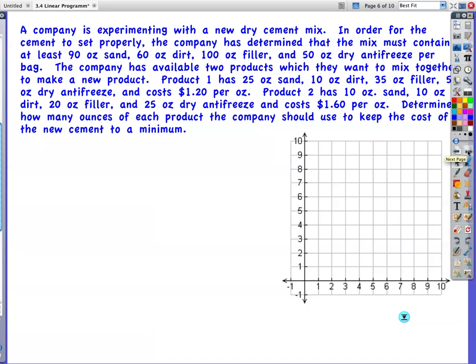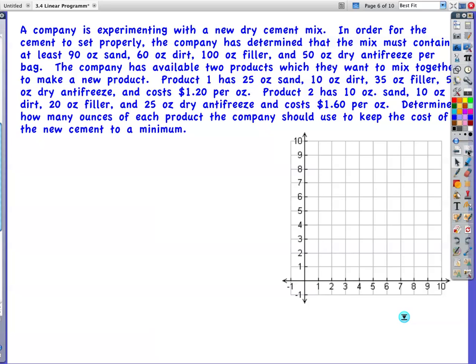A company is experimenting with a new dry cement mix. In order for the cement to set properly, the company has determined that the mix must contain at least 90 ounces of sand, 60 ounces of dirt, 100 ounces of filler, and 50 ounces of dry antifreeze per bag. The company has available 2 products which they want to mix together to make a new product. Product 1 has 25 ounces of sand, 10 ounces of dirt, 35 ounces of filler, 5 ounces of dry antifreeze, and costs $1.20 per ounce.